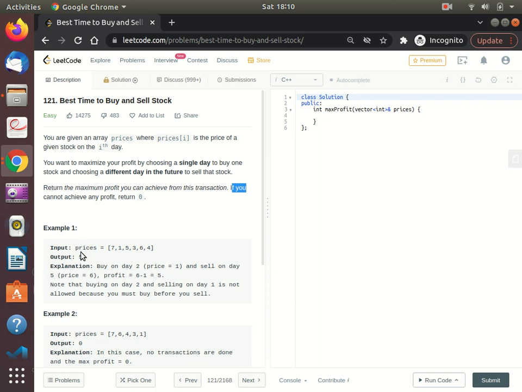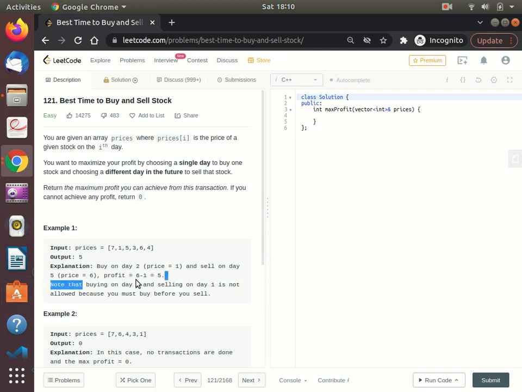Okay, so we are given a list or an array of prices 7, 1, 5, 3, 6, 4, which is the stock price on different days, and the output is 5, saying that we buy the stock on day 2 where the price is 1 and sell it on day 5 when the price is 6. So the profit will be 6 minus 1, which is 5.